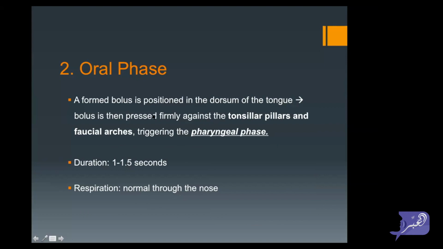Duration of this phase is about 1 to 1.5 seconds. Respiration is still normal. We still breathe in and out through the nose. Now, the reason I say duration and respiration is because this is normal swallowing. Anything out of the ordinary that doesn't happen within this picture, then we will consider dysphagia. If we are, for example, holding our breath at this stage, that could be a problem. Or if we are inhaling and there is respiration happening while it is in the pharyngeal phase, that is a problem because we can aspirate on the bolus. So to describe this is basically just to show you what is normal.